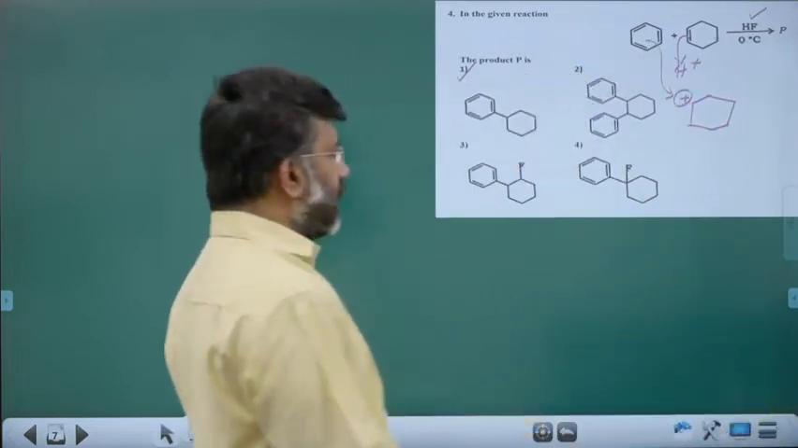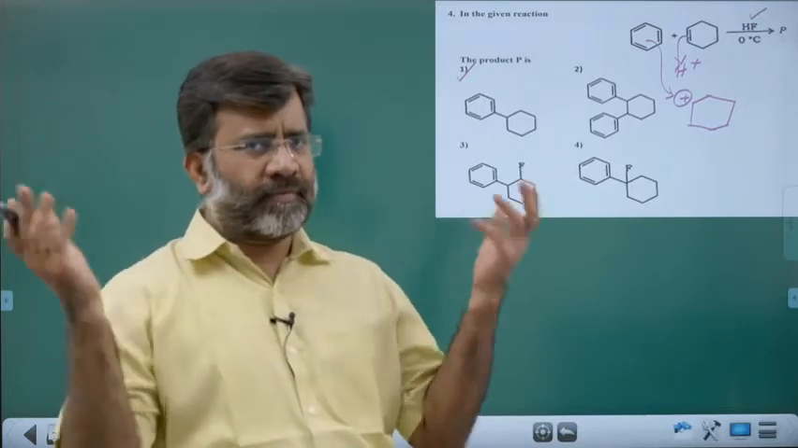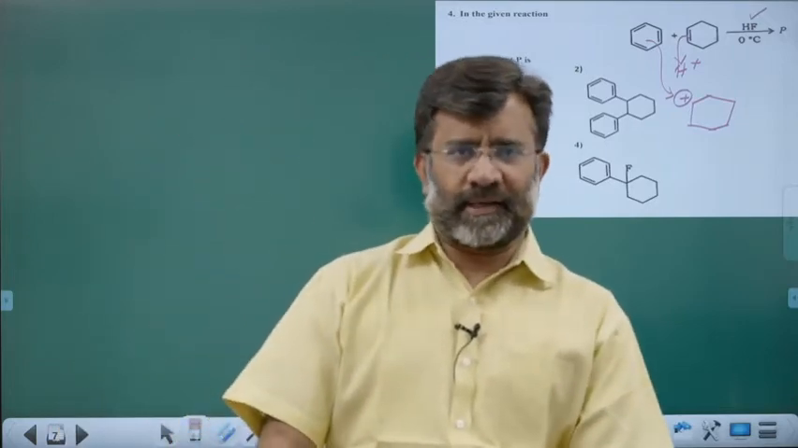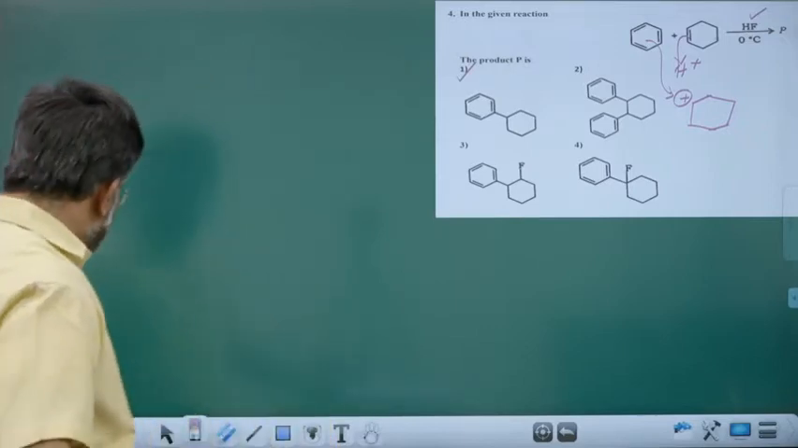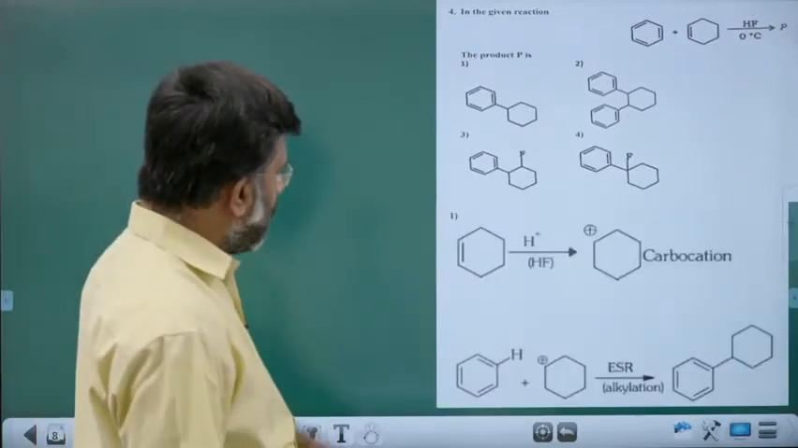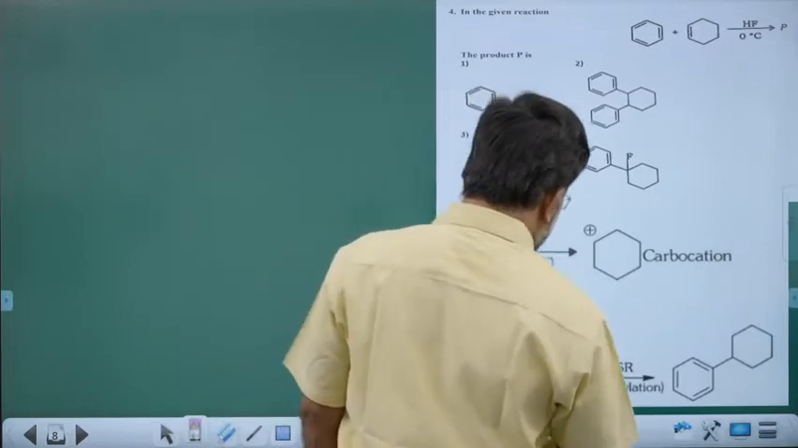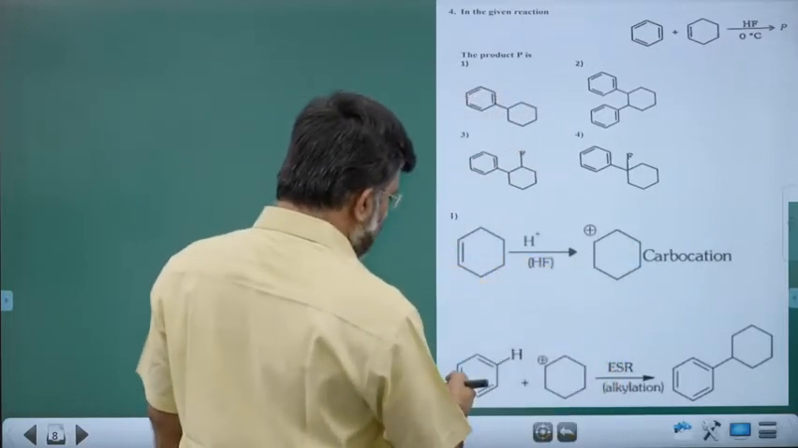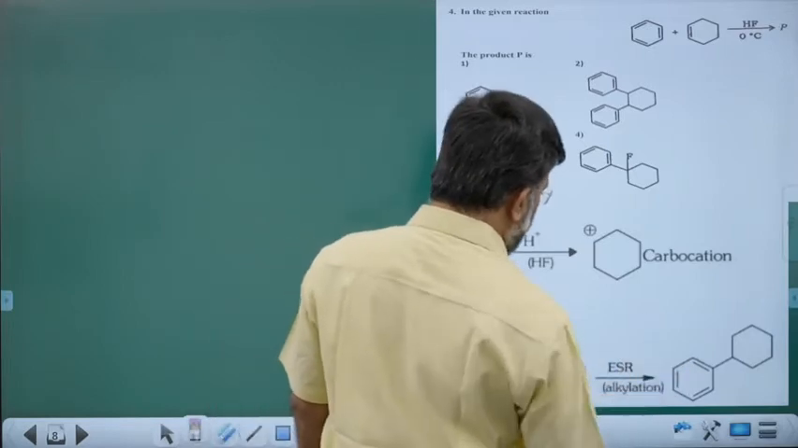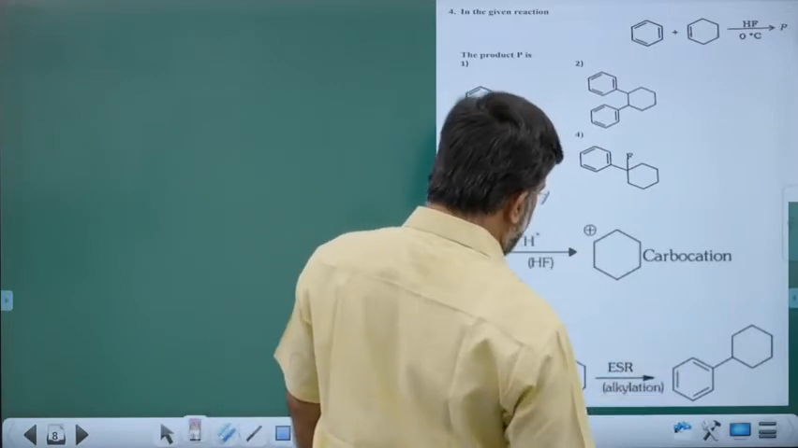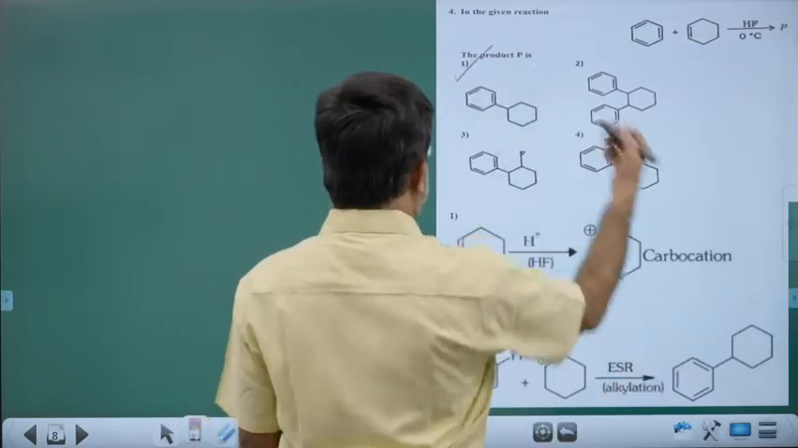That is the FC reaction, Friedel-Crafts alkylation reaction. You see, upon protonation you get a carbocation attacked by the benzene ring. You get an FC alkylation reaction, giving option 1.